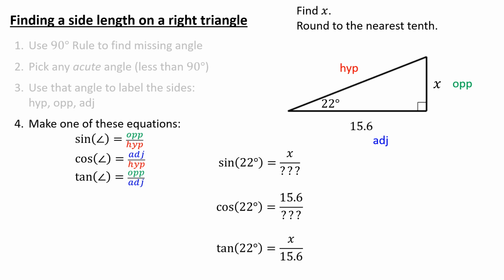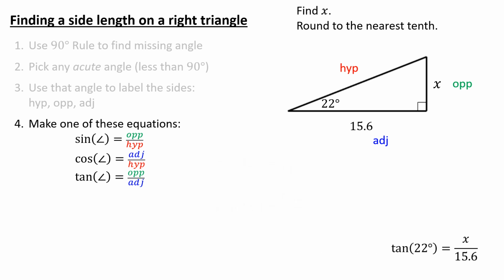The sine, cosine, and tangent of 22 degrees, these are just numbers that your calculator knows. But if we want to solve for x, it's probably not a good idea to use the top two equations because they both have these unknown hypotenuses in them. We don't know the hypotenuse, so the best thing I can do here is use tangent. I'm going to now solve this equation to find out what x is.